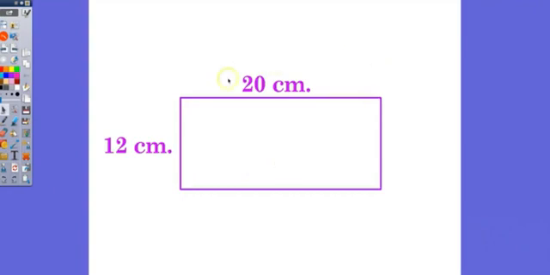I see that my length is 20 centimeters and my height is 12 centimeters. I know that my lengths are parallel, which means if this length is 20 centimeters, this length is 20 centimeters. This also means that if this height is 12 centimeters, this height is 12 centimeters.